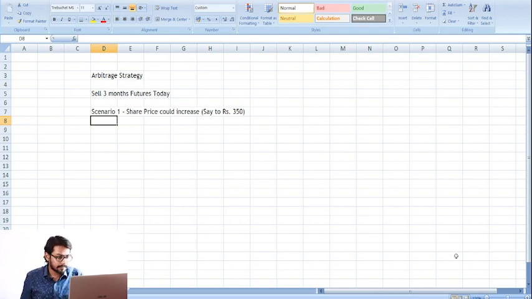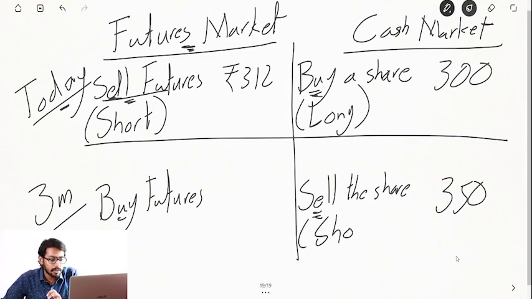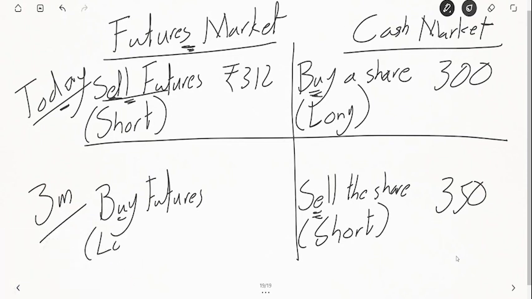So after 3 months, the share price increases to 350. You are selling the share, which means you are going short. Sell means to go short, or short means sell. And after 3 months, you are buying futures, you are going long. Buy means to go long.